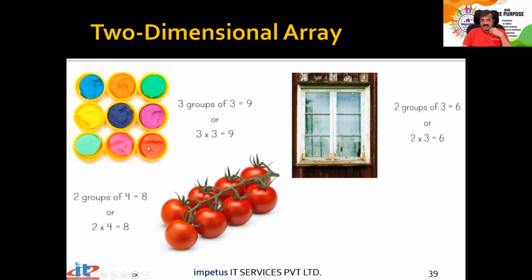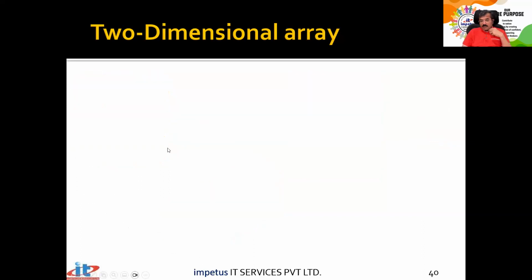So 2,2 is this, 2,1 is this, and 2,0 is this. Last row: 2,0, 2,1, and 2,2. So that's how we'll be accessing elements in a 2D array.